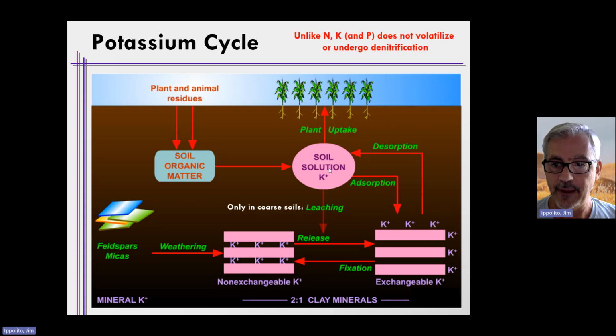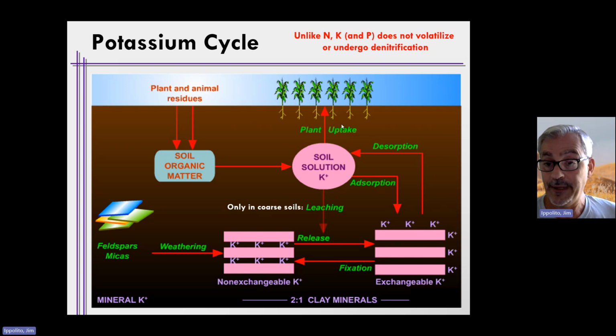So the potassium cycle, let's work backwards here. How does potassium get into the soil in the first place? First of all, it starts out as mineral phases. We'll talk about that in a second. Or it comes into being in the soil as plant and animal residues that are added back to the soil that eventually end up as soil organic matter.